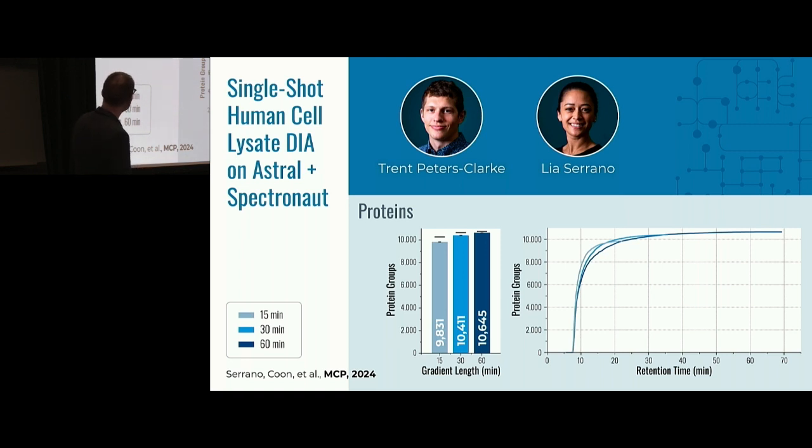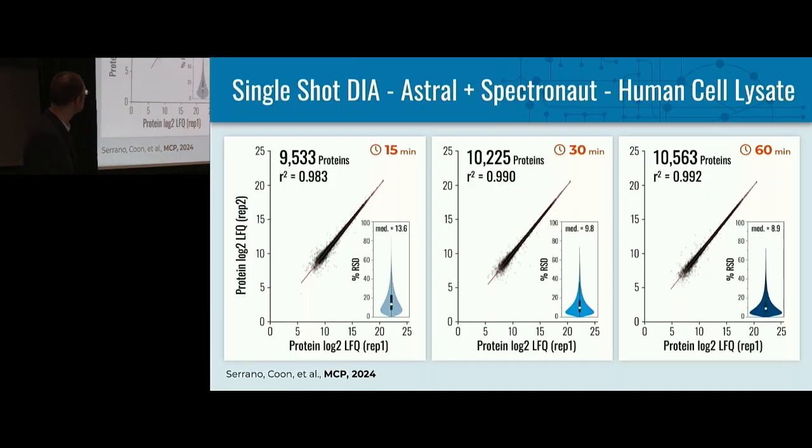You can see that getting close to 10,000 or a little bit over proteins with 15, 30, or 60-minute gradients. And the main thing that improves when you go to longer gradients, you get a little bit of boost in IDs, but you get better quantitative performance. You can see the CVs are going down, and that's because we're getting more points per peak. So we tend to run 20 to 30-minute gradients. This is the area where we do most of our work now.